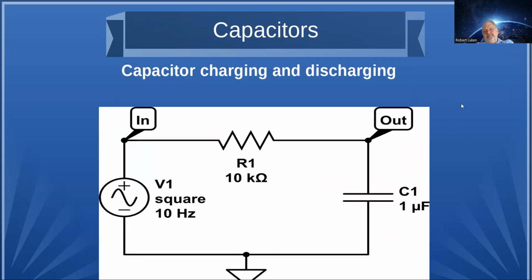Okay, so we talked about capacitors storing a charge or storing energy in the electrostatic field. So what does that look like? I set up this little circuit with a series resistor to limit the current and a 1 microfarad capacitor. We tend to use that little mu or micro sign to indicate that it's a millionth of a farad. And we're putting a 10 hertz square wave on it.